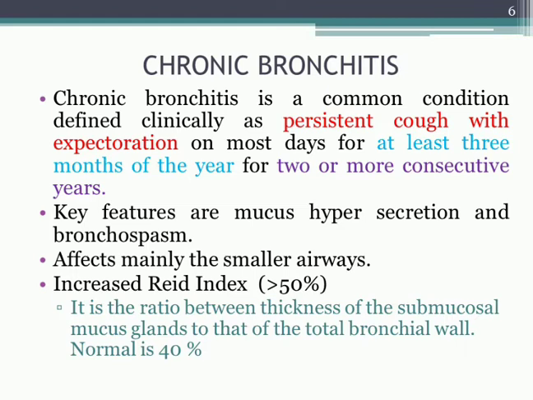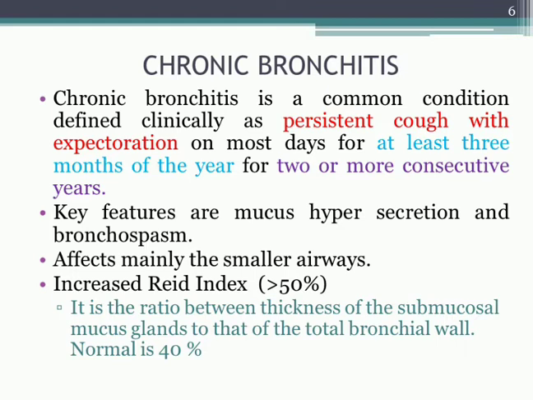So what is Reid index? Reid index is the ratio between the thickness of the mucus gland to that of the total bronchial wall. So how much is the difference? Normally there is 40%, or 0.4, as the ratio between the thickness of submucosal glands to that of the total bronchial wall thickness.